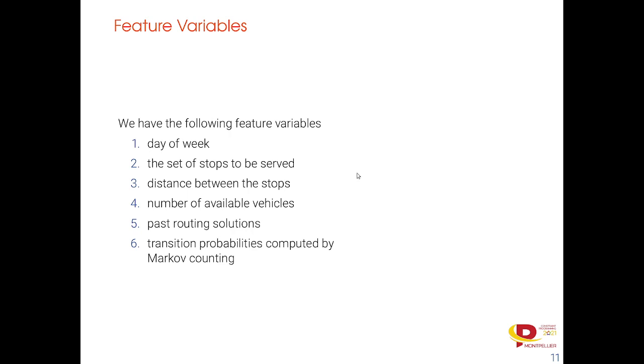So we have these following features. We have the day of week, the set of stops for each day, the distance between the stops which remain fixed for the entire period, and the number of available vehicles, and the past solution, and the transition probability is computed by Markov counting approach. So the past information is carried in two ways: the past solution directly, or also the transition Markov counting probabilities, which you also consider as an input.